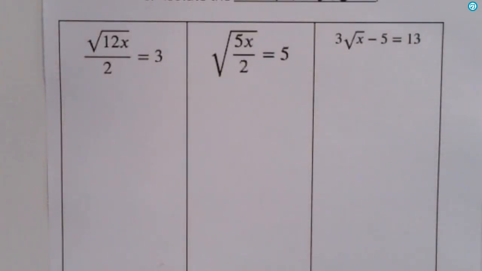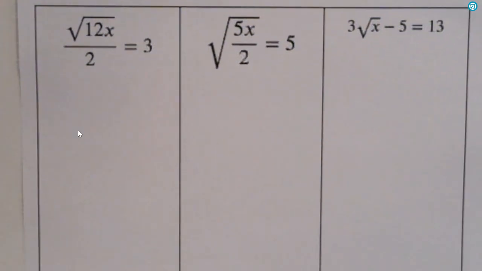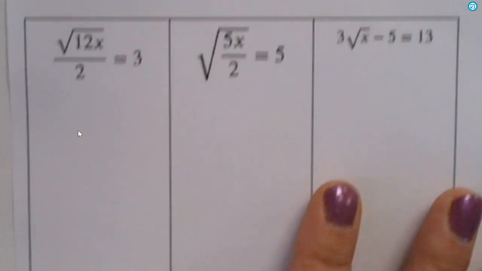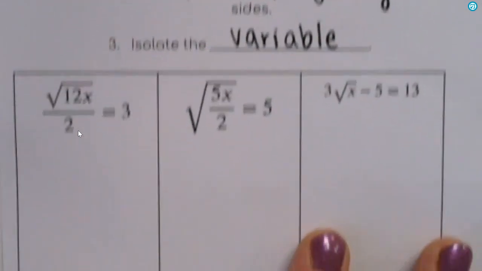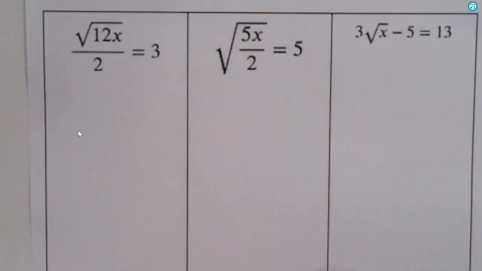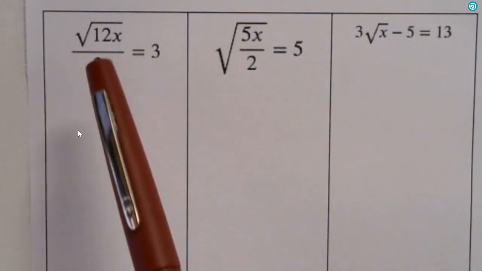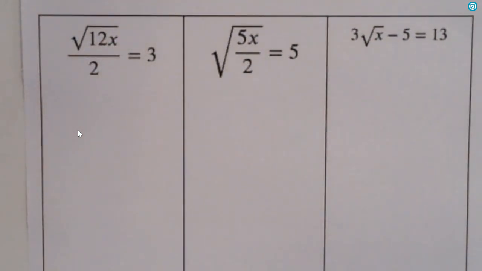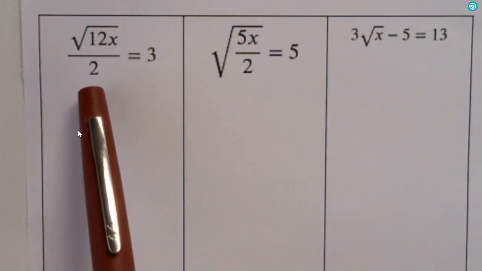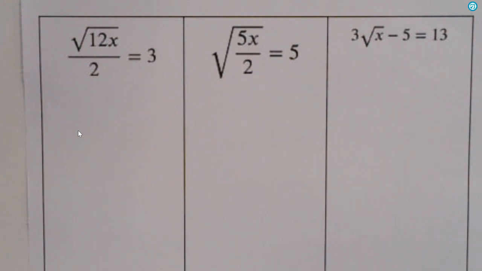So first problem, we've got 3 problems here. They're all on this side. It's the square root of 12x, over 2, equals 3. So the first thing that we need to do, step 1, is to isolate the square root. So we got to get rid of everything outside the square root. What is inside this square root? 12x. What is outside that square root? The 2 and that 3. So we've got to get rid of that 2 first.